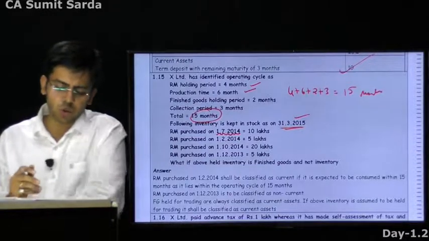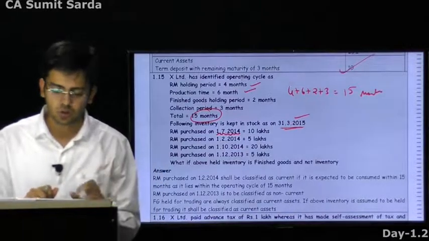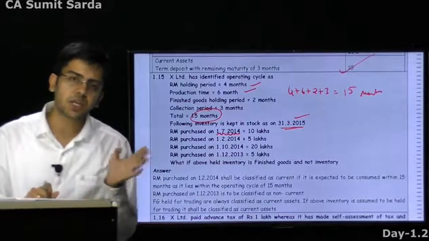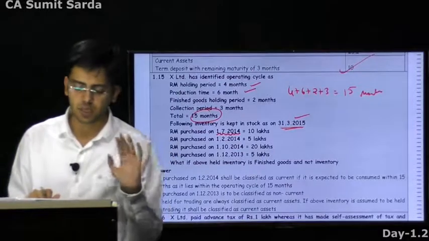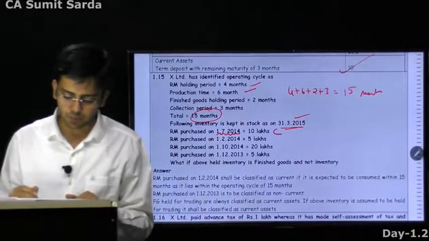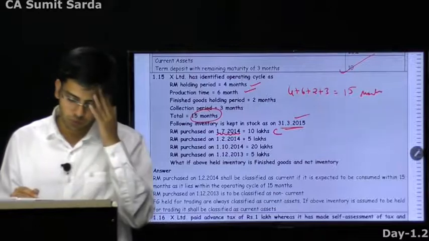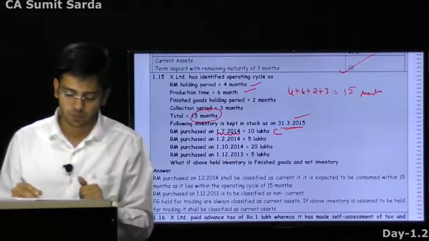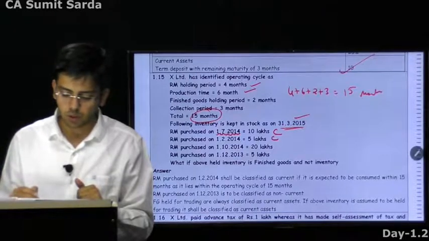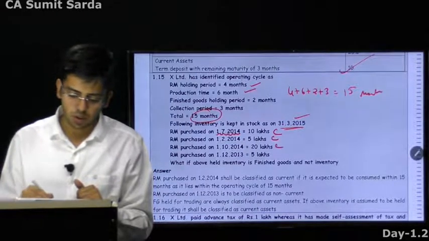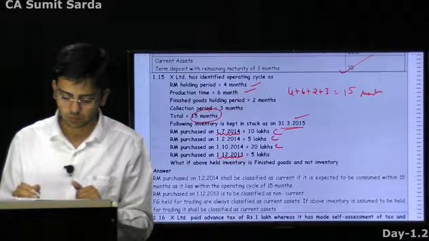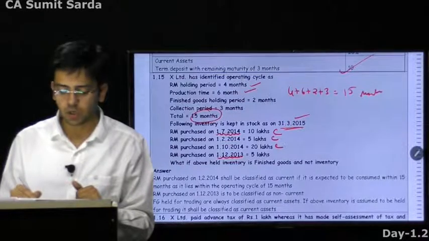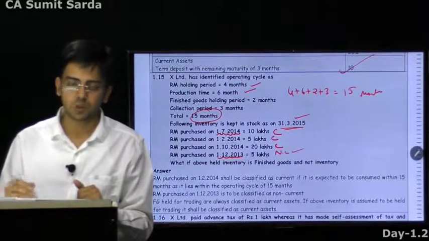We don't have any idea. The question should have given when it is expected to be consumed, but it is not given. Since the period expired is less than 12 months, we will assume that it is going to be consumed within 15 months. The assumption is on the basis of past, since nothing is given. So we will consider it to be current. 1st Feb 2014 makes it 13 months. Again current. 1st October 2014, 20 lakhs, again current. 1st December 2013 makes it more than 15 months. This will be considered to be non-current.